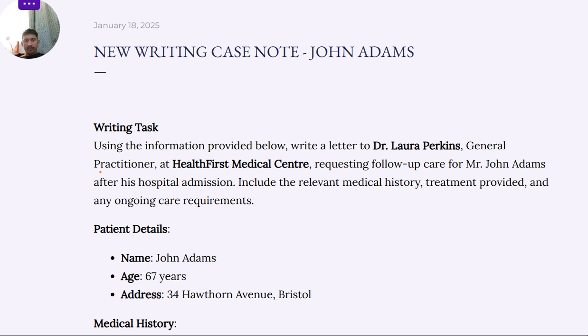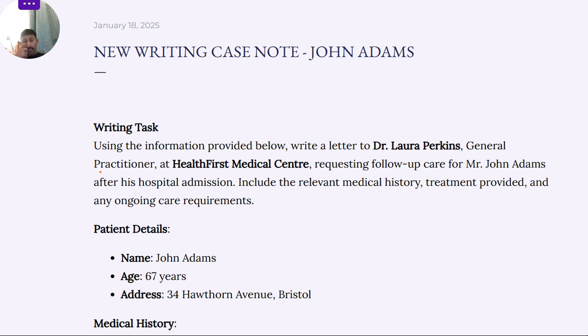Okay, so today we are going to discuss how we are going to write a letter based on this case note. This is a general model question paper for both medicine and nursing, because it's a follow-up care referral letter for Dr. Laura Perkins. Let's see how the question looks.